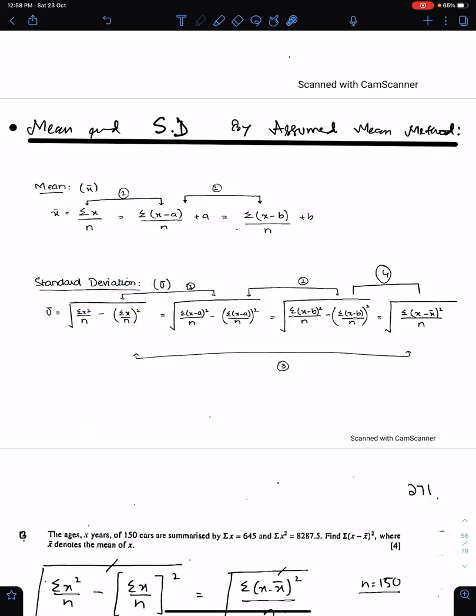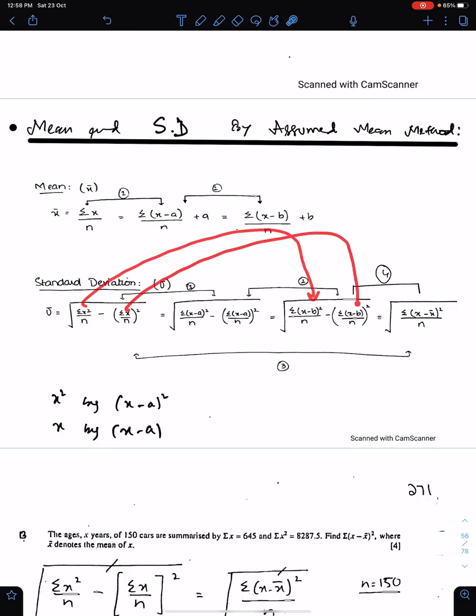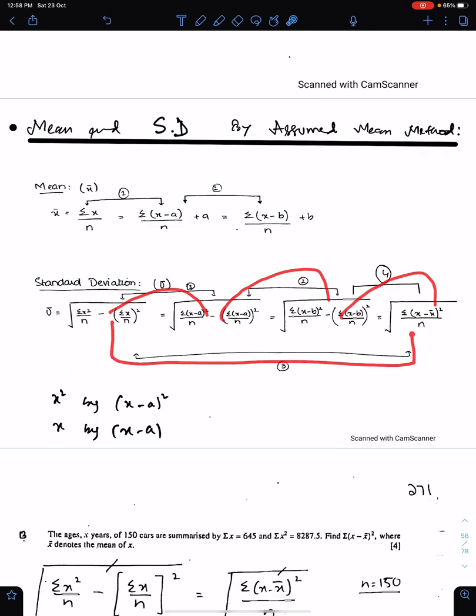So if you replace x square by x minus a square and x by x minus a here and here, you will get this formula. Similarly, to get this formula, replace x by x minus b, x square by x minus b square, and x by x minus b. So these two formulas are very easy to learn. Sometimes we use one relation, sometimes another, according to the given situation.